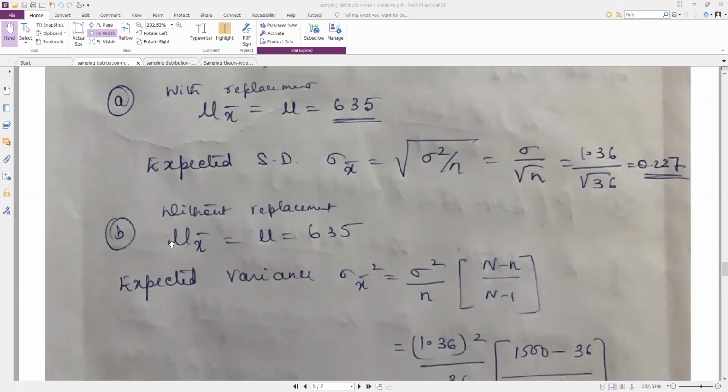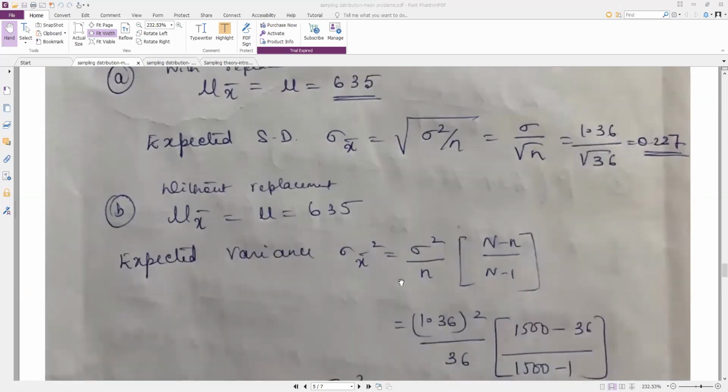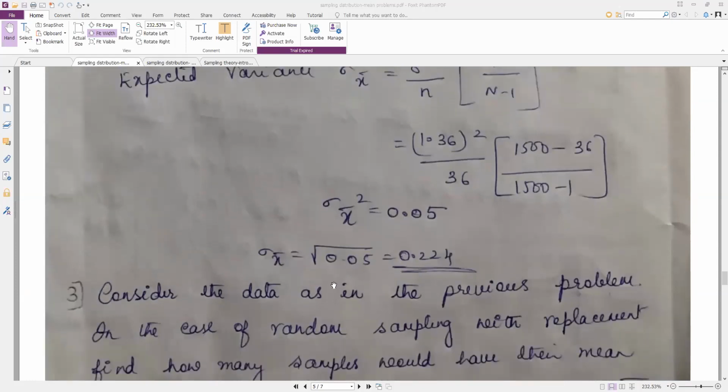Now for without replacement, the mean is the same. And what about the variance? We know the formula. Sigma is known to you, small n is known to you, capital N is also known to you. Calculate, you will get sigma x bar.